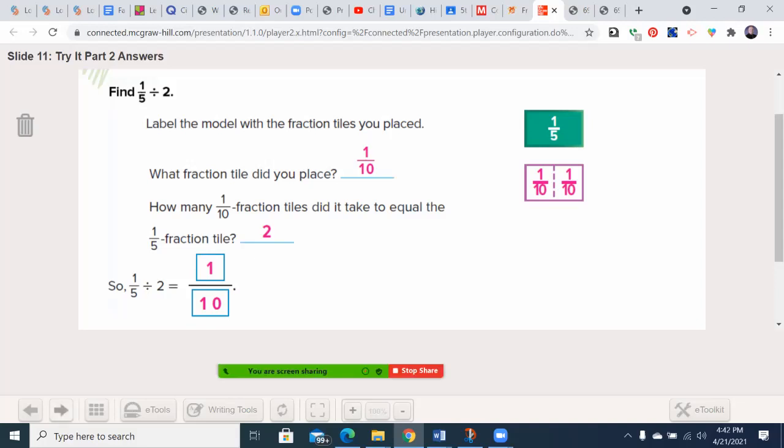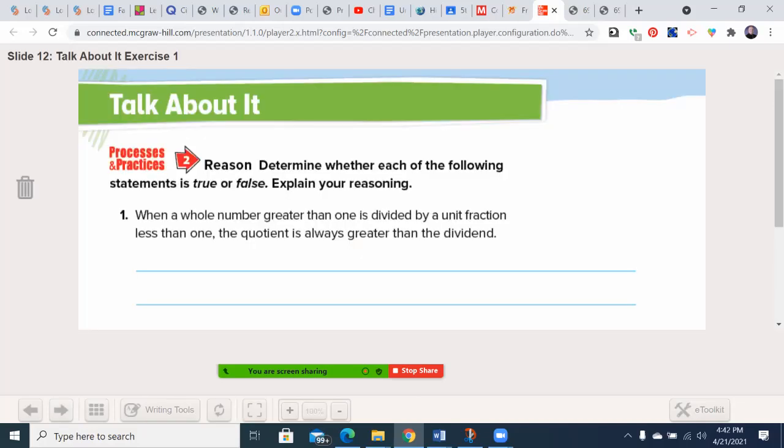All right, let's move forward. When a whole number greater than 1 is divided by a unit fraction less than 1, the quotient is always greater than the dividend. Do you think that's true or false? Think about it for a couple seconds, and I'll reveal.